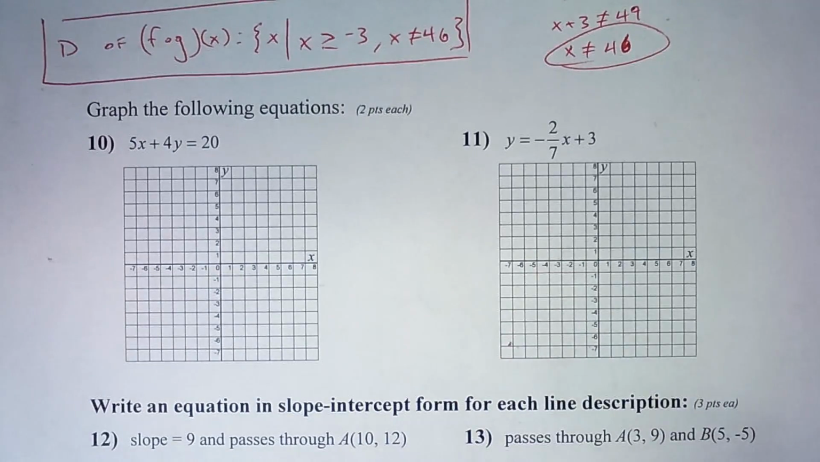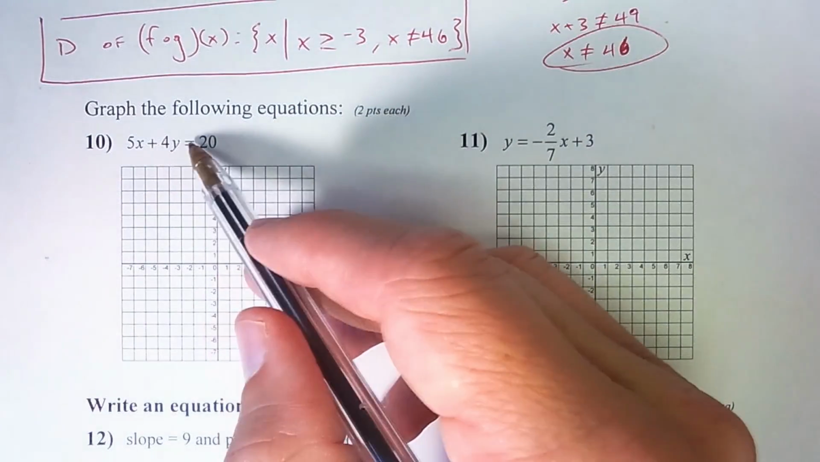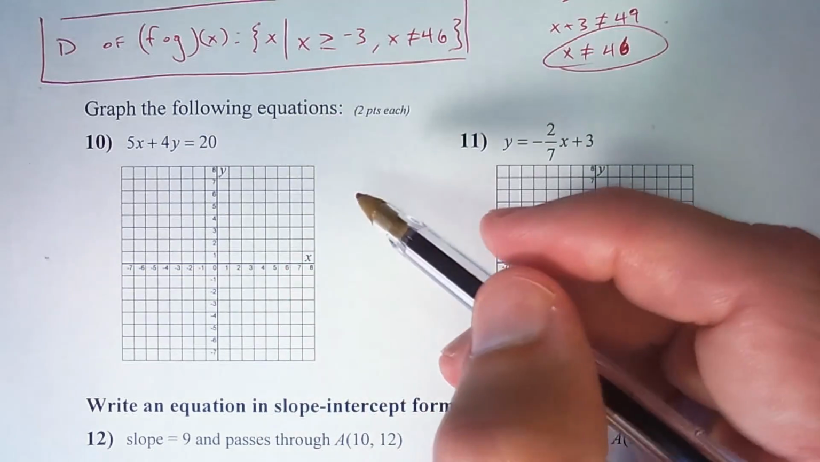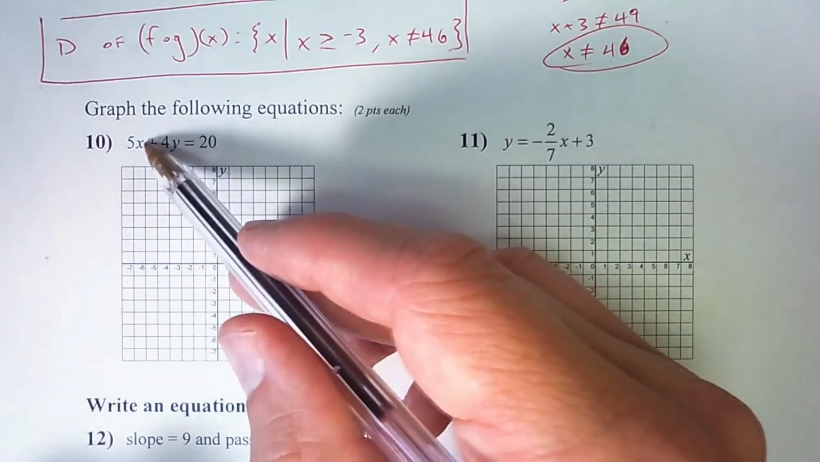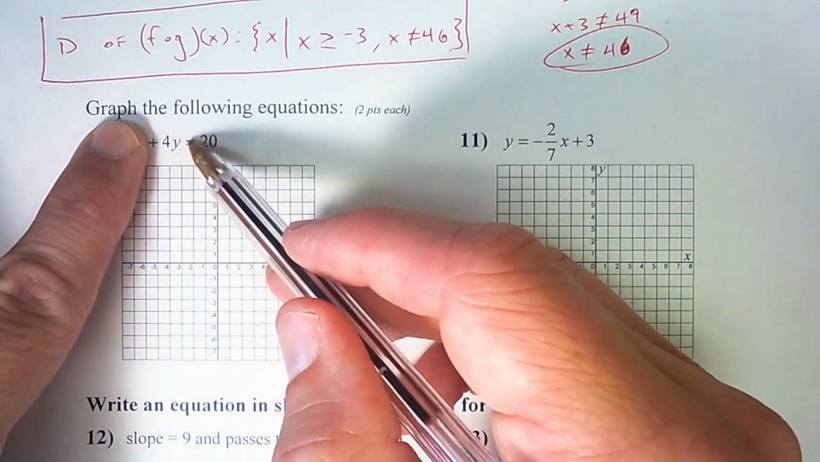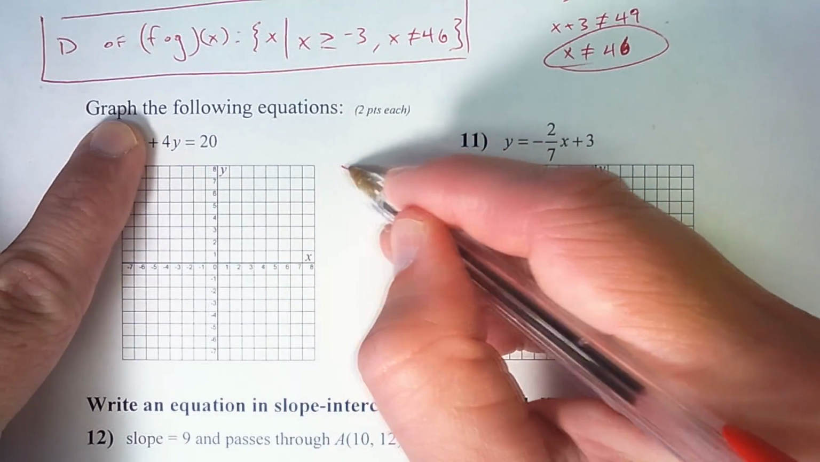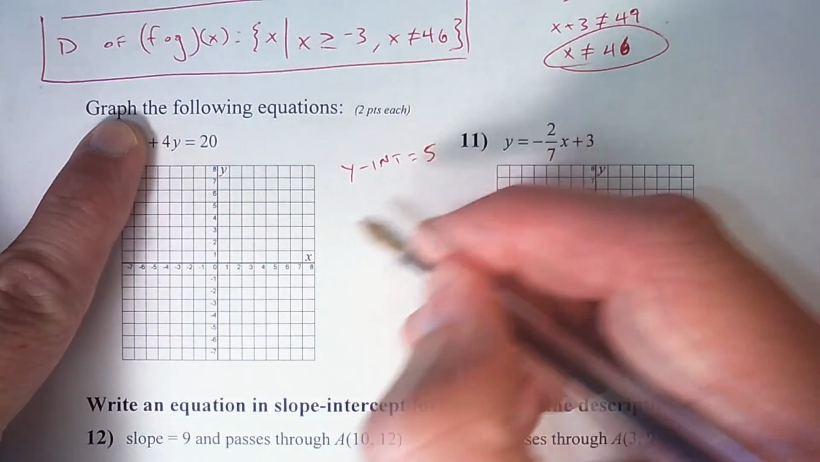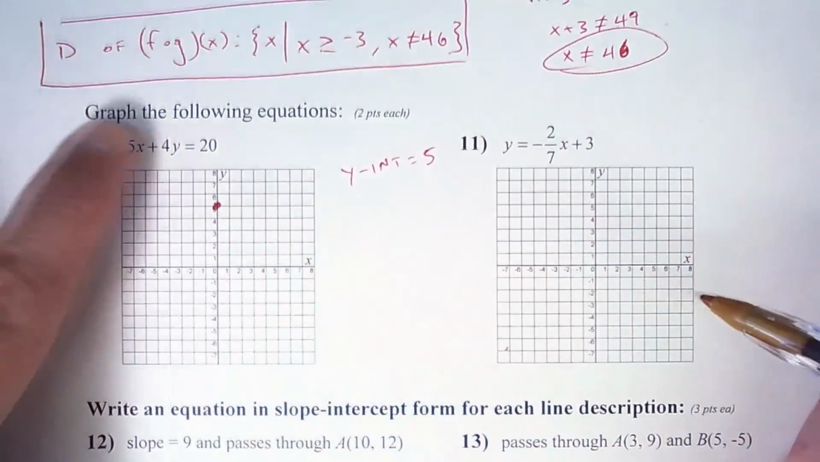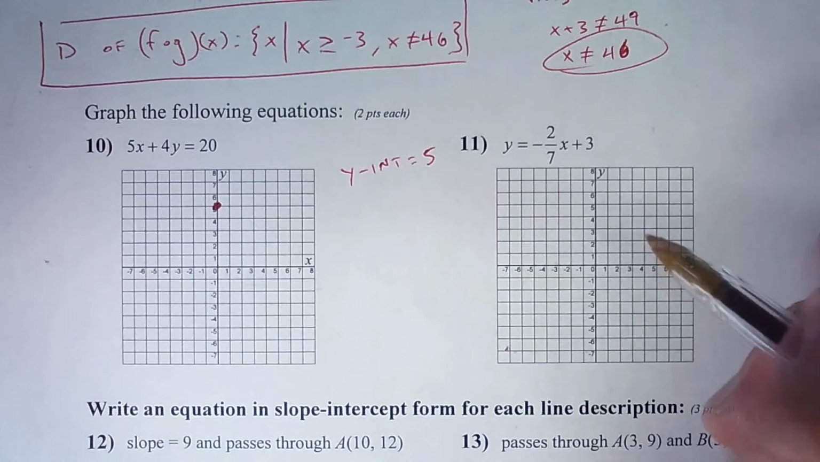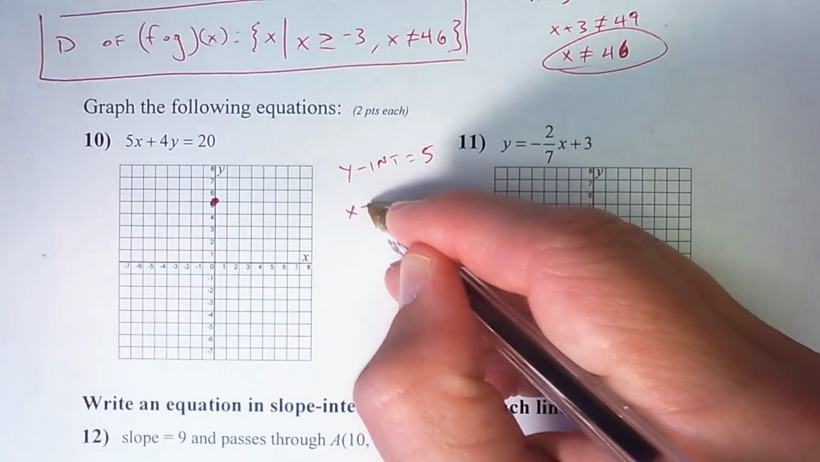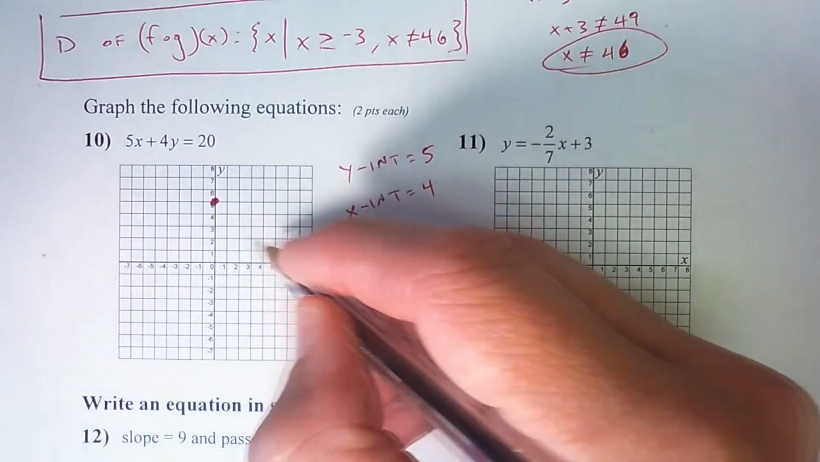All right, now we've got a couple of equations to graph here. 5x plus 4y equals 20. So I can put in a 0 for x, and when I do that, I get 4y is 20. So the y-intercept, 20 divided by 4, is 5. The y-intercept is 5. I could put in a 0 for y, and I get 5y is 20, which means x is 4. So the x-intercept is 4.